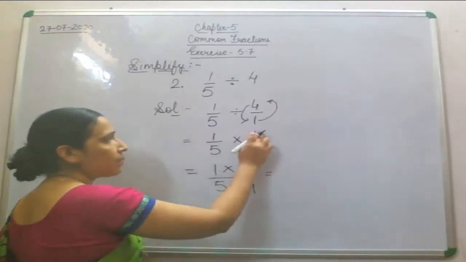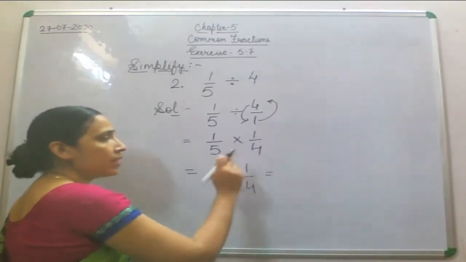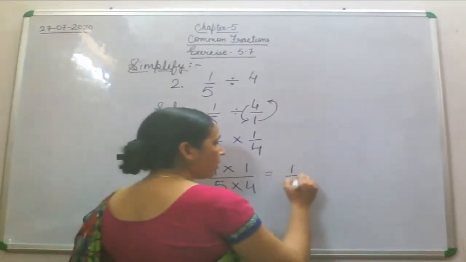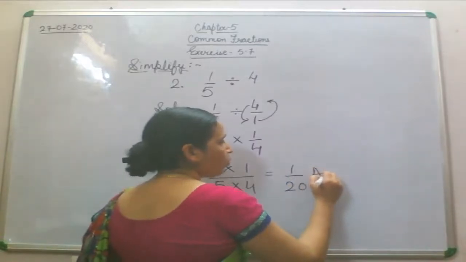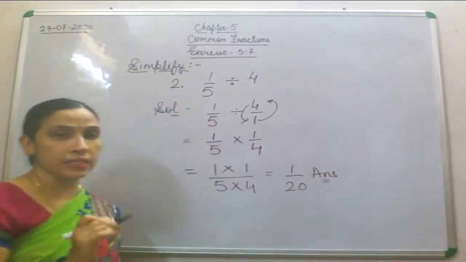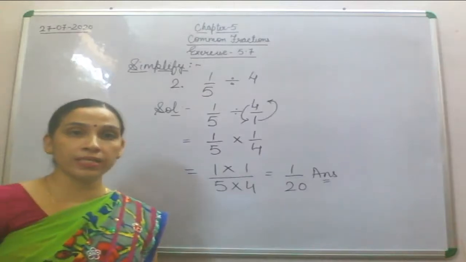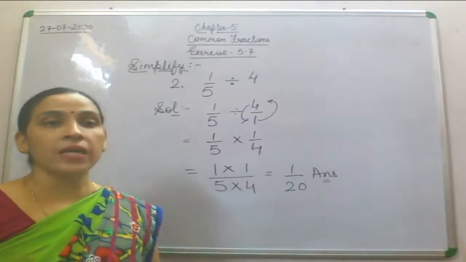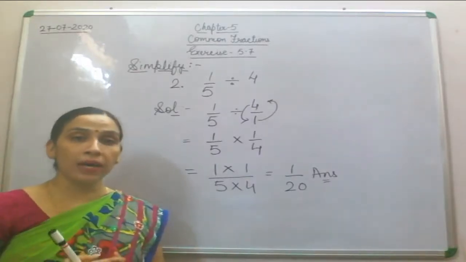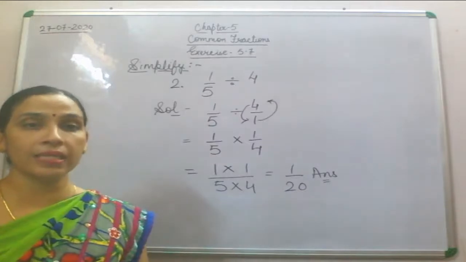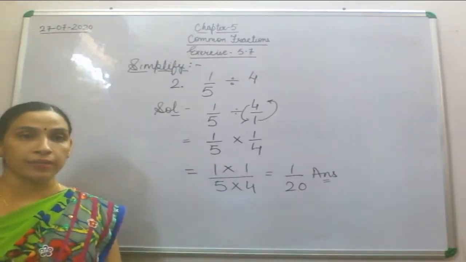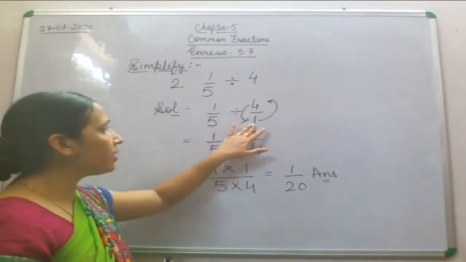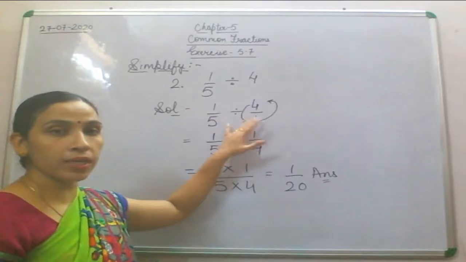Now numerator will be multiplied by numerator and denominator will be multiplied by denominator. After doing the multiplication, 1 ones are 1, 5 fours are 20. So 1 by 20 will be your answer. So let's see this question once again. What is the question here? Simplify 1 by 5 divided by 4. Now 1 by 5 is a unit fraction because it has 1 in its numerator, and that is going to be divided by 4. Now we don't have any denominator, so what will we write here? We will write 1 over there.